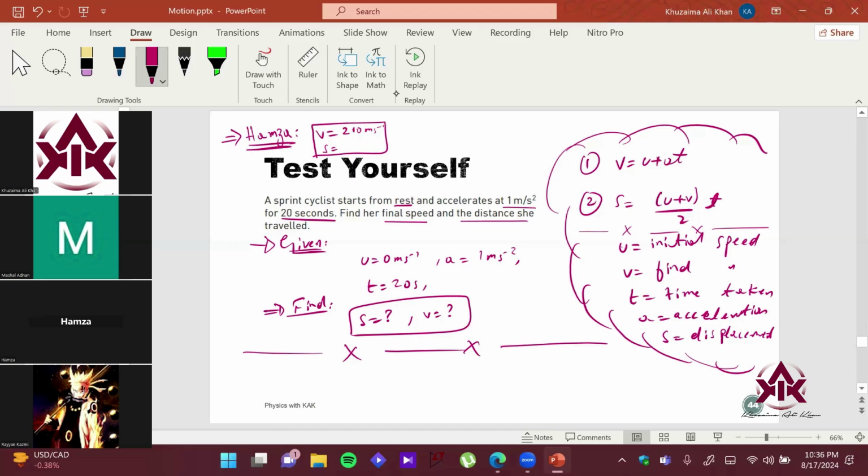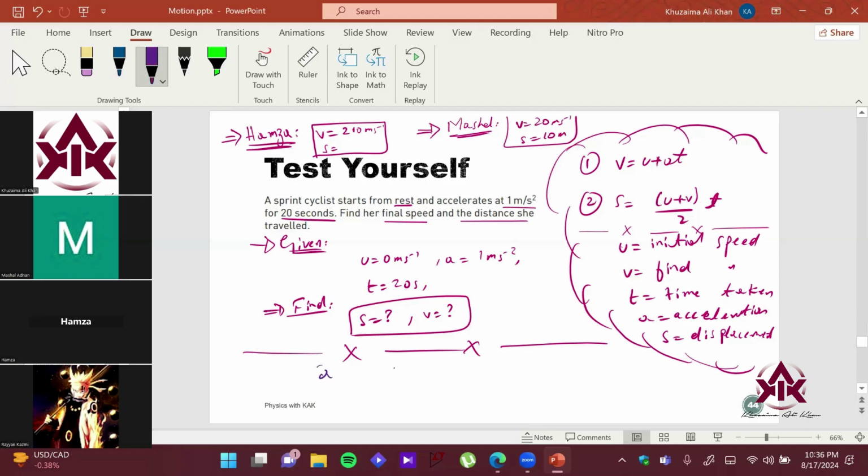Anyone else who has solved the question? Sir, I have solved. My speed is coming 20 meters per second, and distance 10 meters. Good. So Mashal's answer is 20 meters per second and distance is 10 meters. OK. I guess everyone is done now, so I can start.